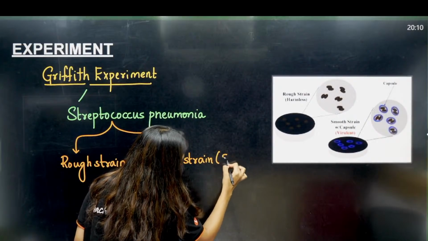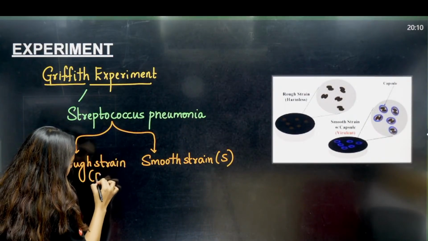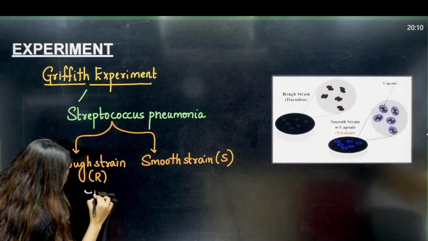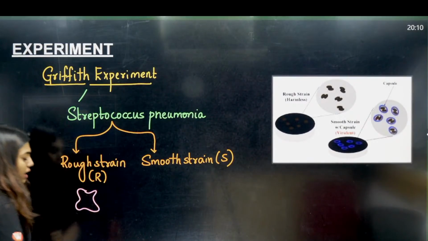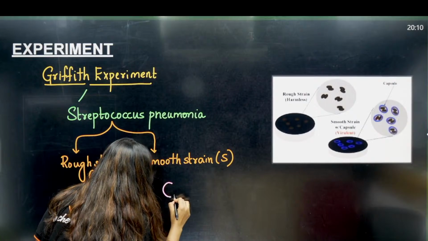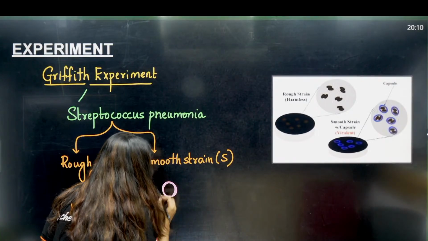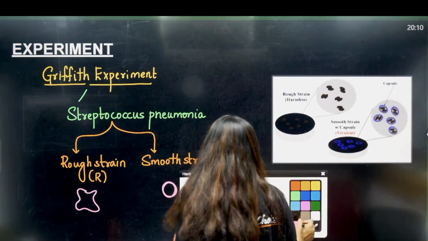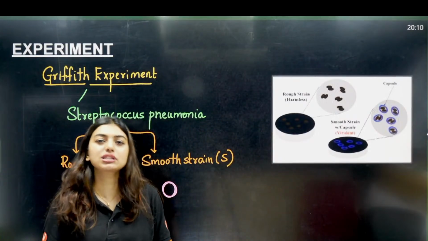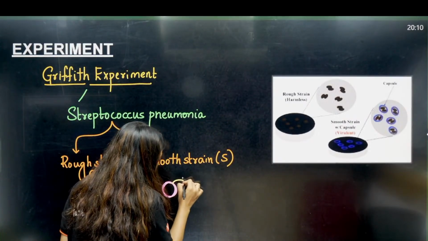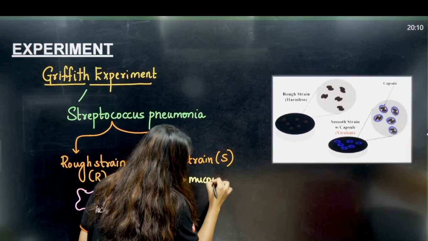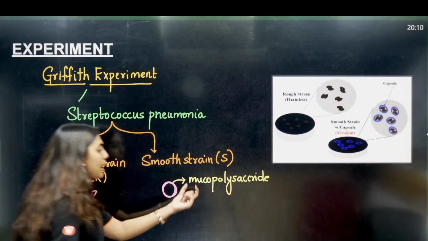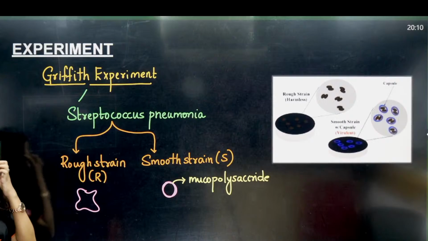This is the S and this was denoted by the R. Now, you might ask me a doubt, ma'am, how? What was the difference? So, in the rough strain, he noticed a rough strain was there, and then he noticed the smooth strain. And he thought that the smooth strain is smooth because of the presence of a mucopolysaccharide which was covering the smooth strain. Okay, so this outside coating was done by a mucopolysaccharide. This was absent in this rough strain, which would have made the rough strain structure like this.